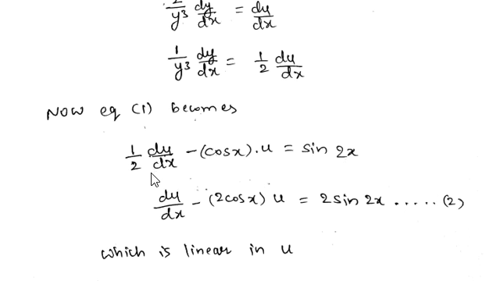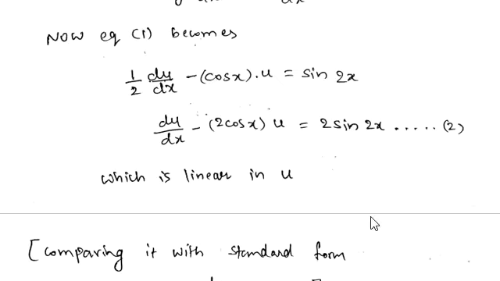And once again we are multiplying throughout the equation by 2, so we can write du by dx minus 2 cos x into u is equal to 2 into sin 2x. We are taking this as equation number 2. So we got this equation, and it is a linear equation in u.